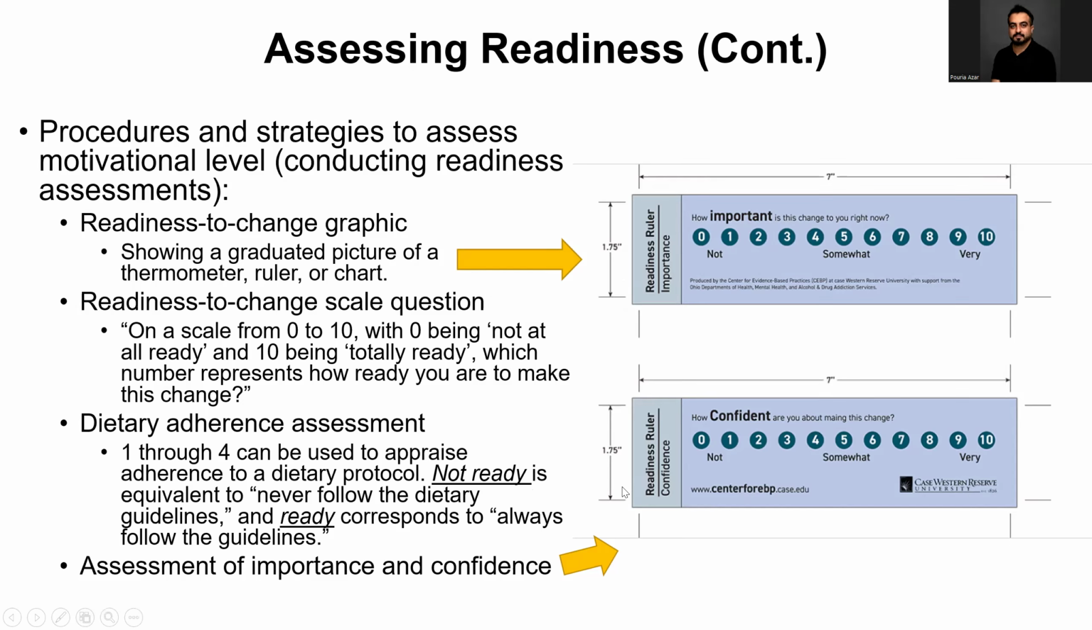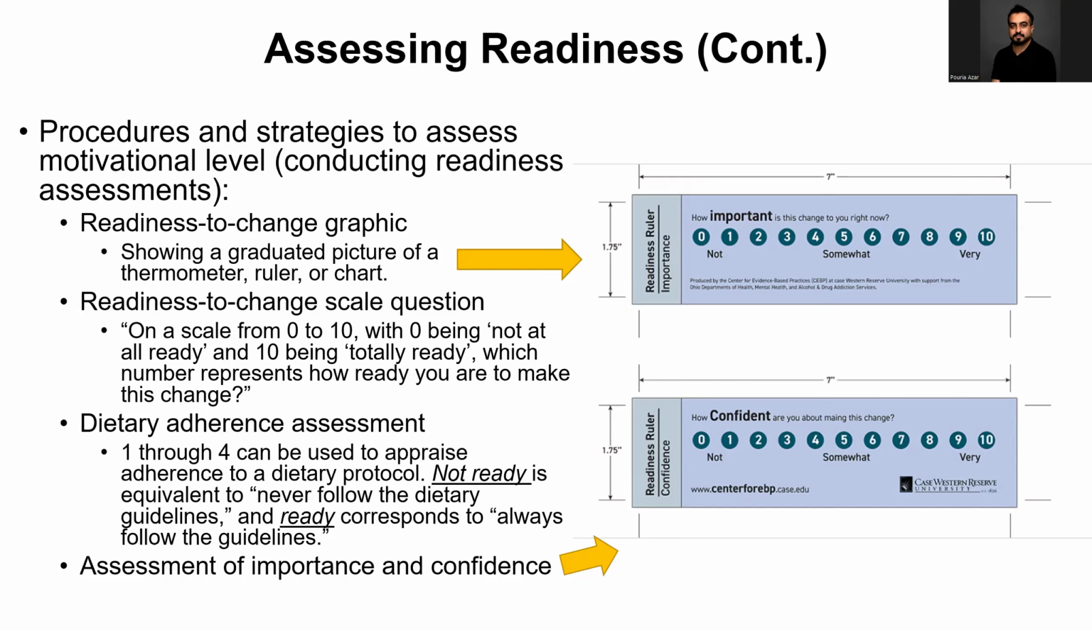And we have the dietary adherence assessment. Again, we can ask this question. 1 through 4 can be used to appraise adherence to a dietary protocol. Not ready is equivalent to never following the dietary guidelines, and ready corresponds to always following the guidelines. And we can ask this question of our client.